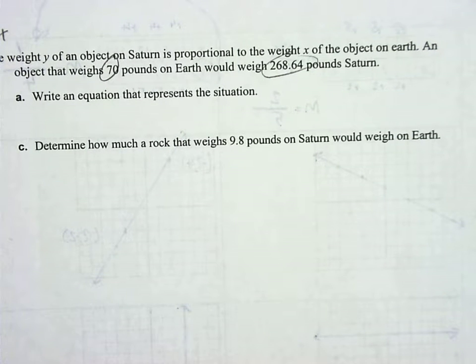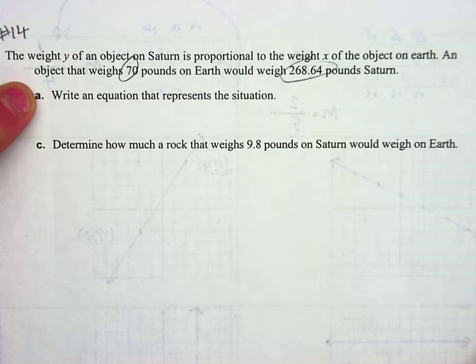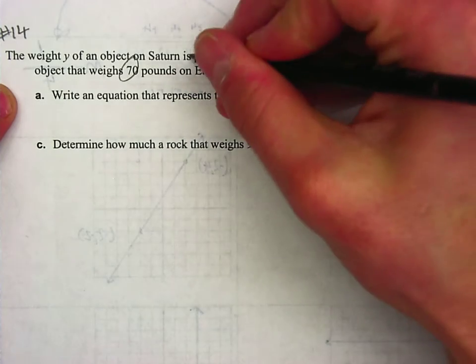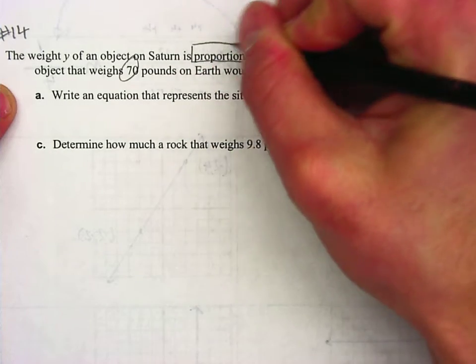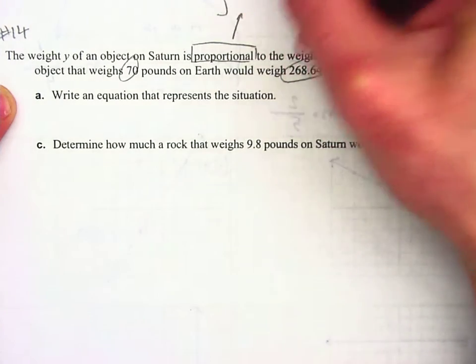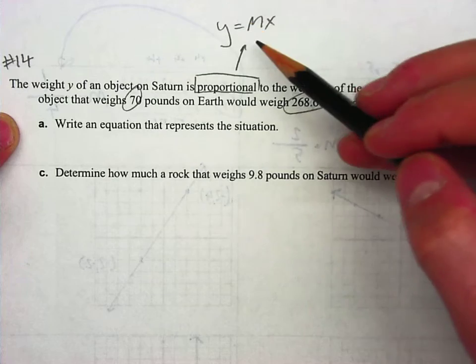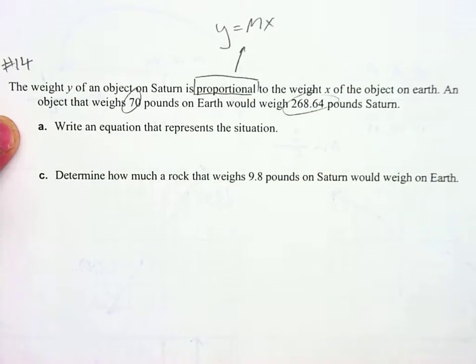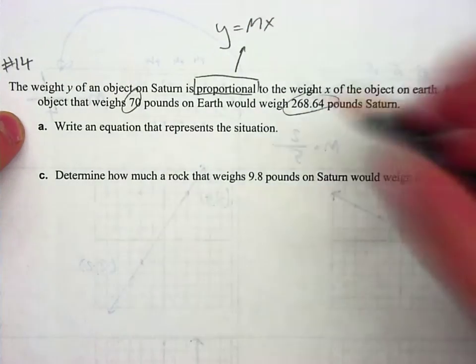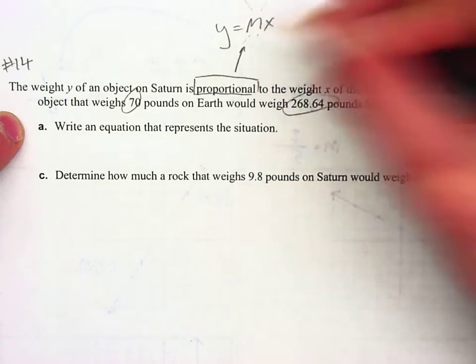Well, hey, it turns out the weight of an object on Saturn, some planet up in space, is proportional to the weight of an object on Earth. Okay, this word proportional tips me off that I need an equation that looks like this: y equals mx. That's what that word proportional means. I need an equation that looks like y equals mx. So all I need is to find the m. That's it. Then I'm done.